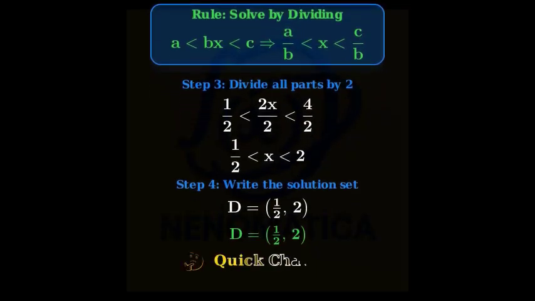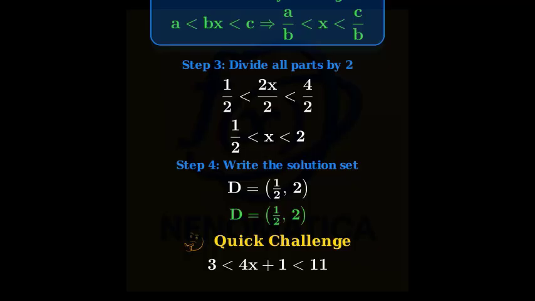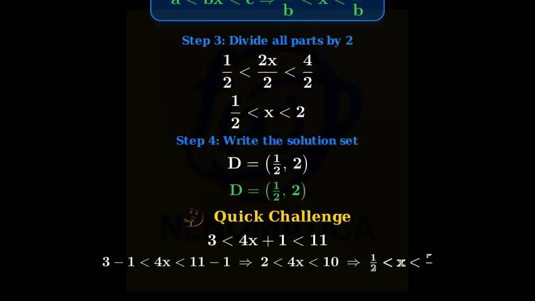Quick challenge. Can you use the exact same steps to solve 3 less than 4x plus 1 less than 11? Take a moment to think, then check your work. A fast check. Subtract 1 everywhere, then divide by 4. You should get 1/2 is less than x, which is less than 5/2.